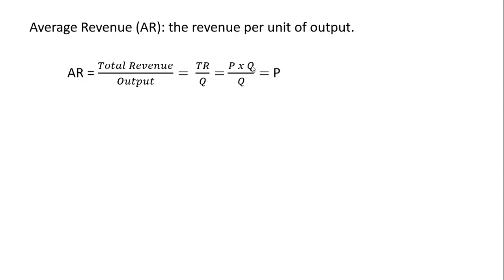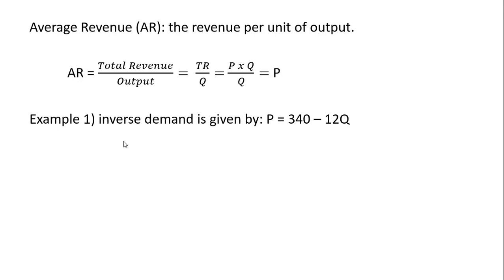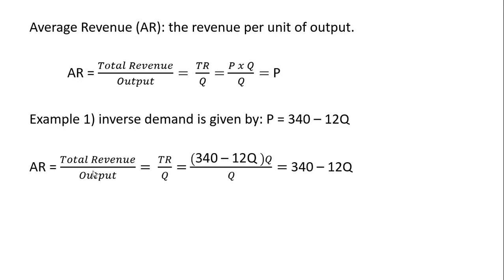And you'll note here that the Q's cancel in the numerator and denominator, leaving us with an expression for average revenue of price. So average revenue equals price. So example 1, do a few problems. The inverse demand is given by P equals 340 minus 12Q. What is average revenue? So we could do it this way.